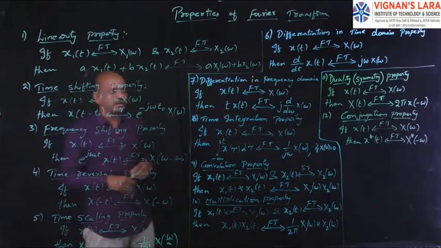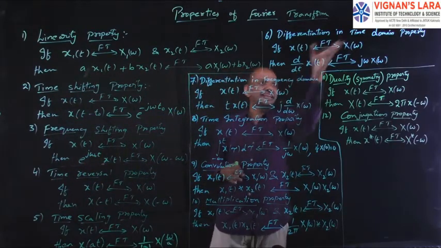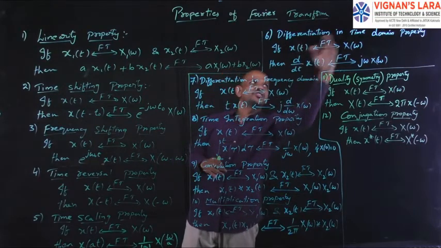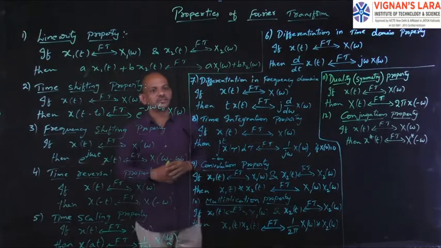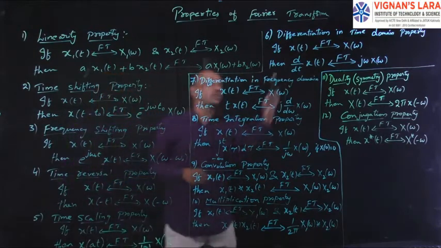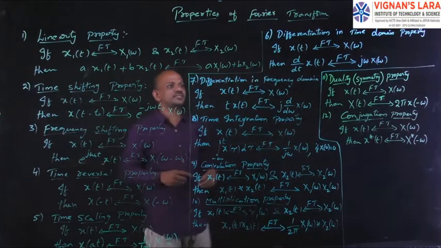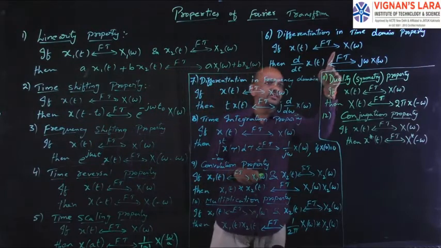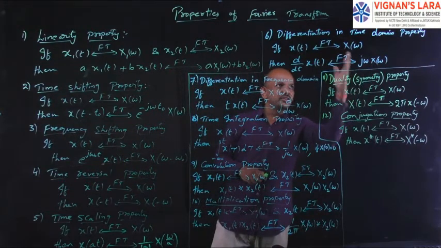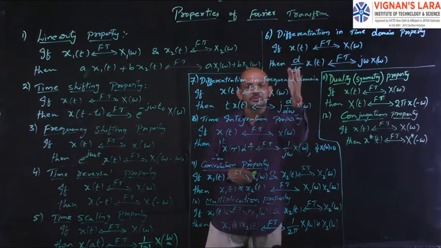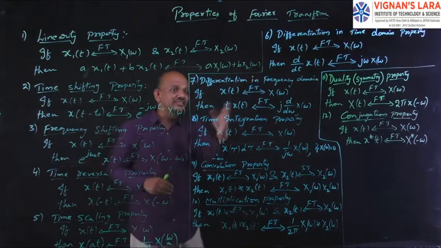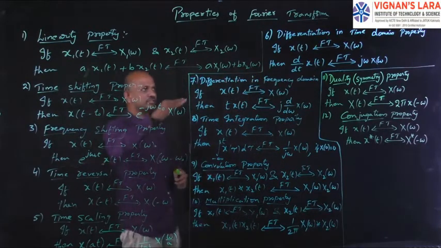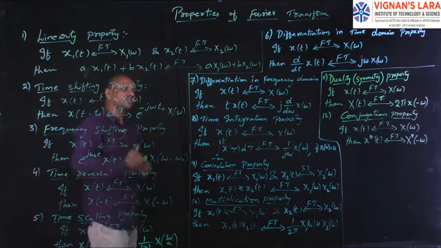See, here the differentiation takes place in time domain, and here the differentiation takes place in frequency domain. If the differentiation takes place in time domain, then we call it differentiation in time domain property. If the differentiation takes place in frequency domain, then it is differentiation in frequency domain property. In differentiation in time domain, x of omega is multiplied with j omega, and x of t is differentiated with respect to t. In differentiation in frequency domain, x of t is multiplied with t, and x of omega is differentiated with respect to omega. So this is regarding differentiation in time domain and differentiation in frequency domain properties.